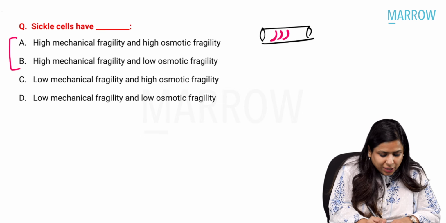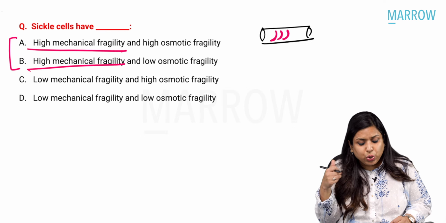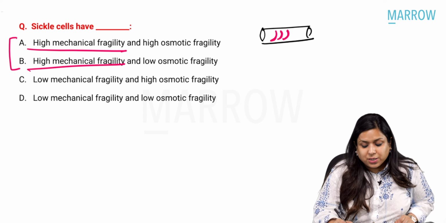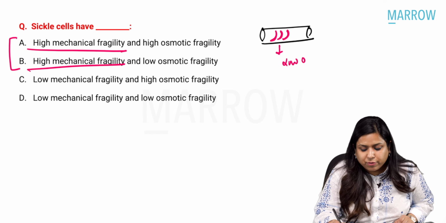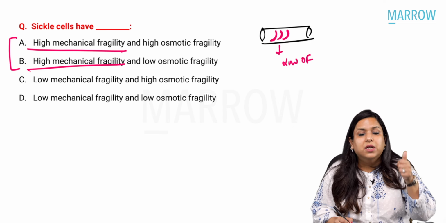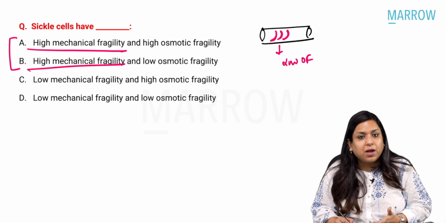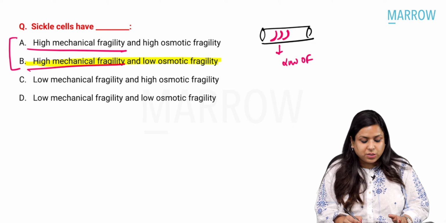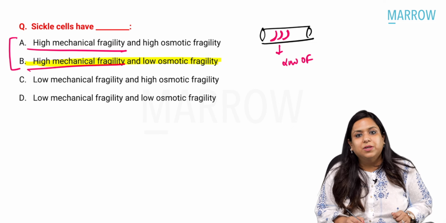So we are left with these two options of high mechanical fragility, right? Then low osmotic fragility or high osmotic fragility. Remember, students, I told you sickle cells and thalassemia have low osmotic fragility. What has high osmotic fragility? Hereditary spherocytosis. The osmotic fragility is high there. The osmotic fragility is low in sickle cell anemia and thalassemia. That is why, what is the answer you are going to say? It is going to be high mechanical fragility and low osmotic fragility. That is going to be the answer.